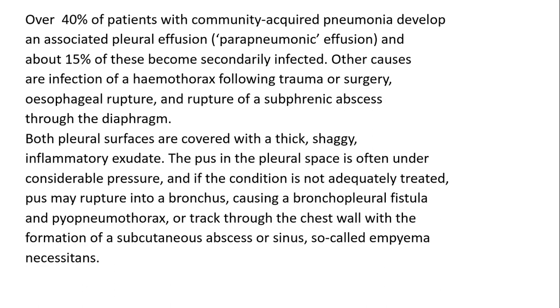The pus in the pleural space is often under considerable pressure, and if the condition is not adequately treated, pus may rupture into a bronchus, causing a bronchopleural fistula, a pneumothorax, or a tract through the chest wall with the formation of a subcutaneous abscess or sinus, the so-called empyema necessitans.